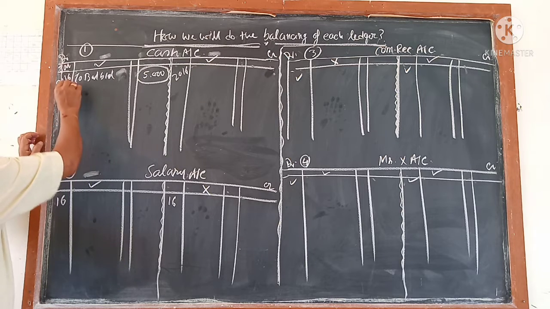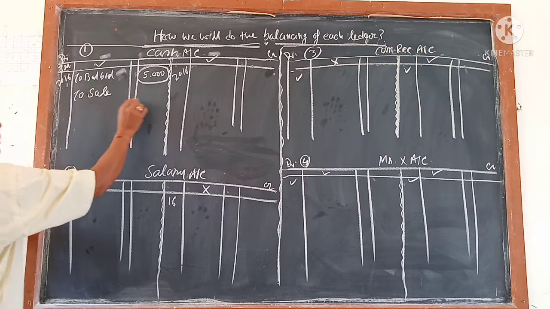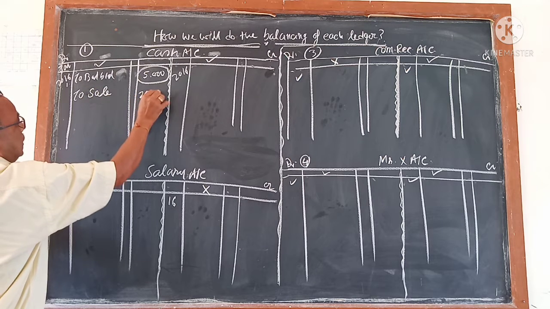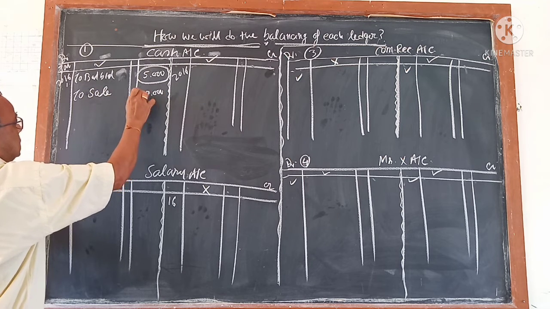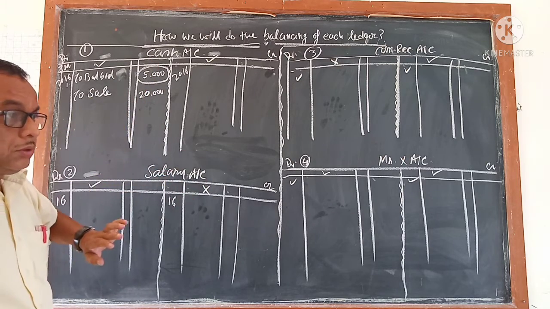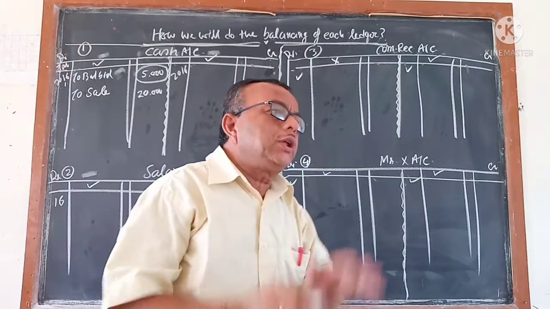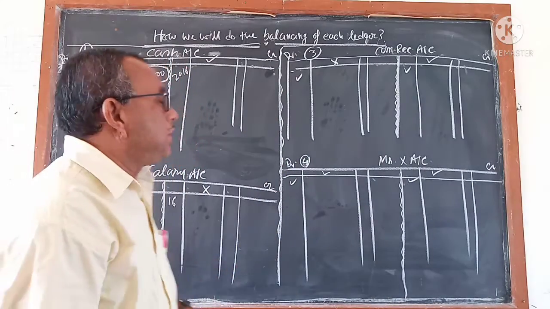First one, cash account debit to sales account, suppose it is 20,000. Cash account debit to sales. You understand? Cash account debit to sales. Sales account I have not opened. I want to show you how we will do the totaling and balancing of each ledger.